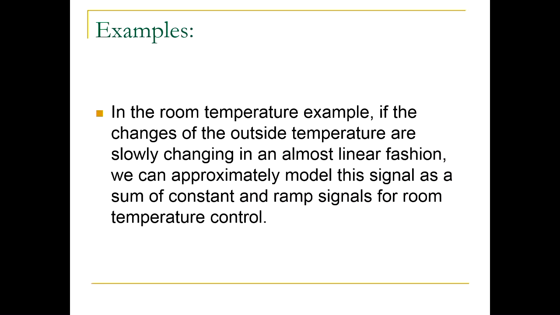So in the room temperature example, if the outside temperature can be approximated as a linear change over some interval of time, that's like a ramp signal. From morning to afternoon, the temperature maybe gradually changes, roughly linearly. You can approximate it with ramp signals. So that's another example of a signal that can be modeled well by a ramp signal.